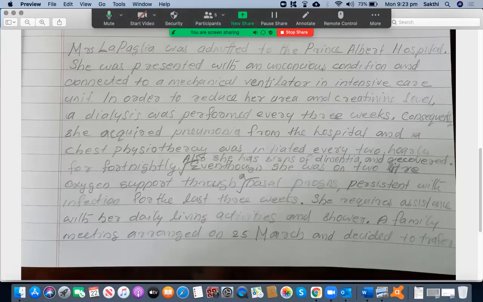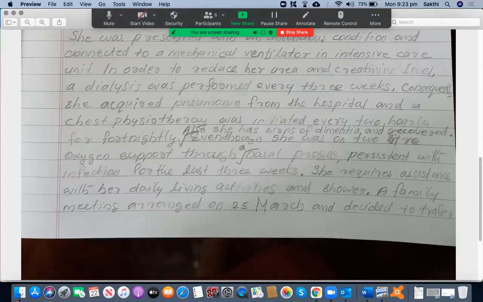Oxygen support. Oh, sorry, it's here, right? Even though she was on 2 liter oxygen support through nasal. What is this? Can you tell me this? Through a nasal prongs. Oh, nasal prongs. Persistent with infection for the last 3 weeks.